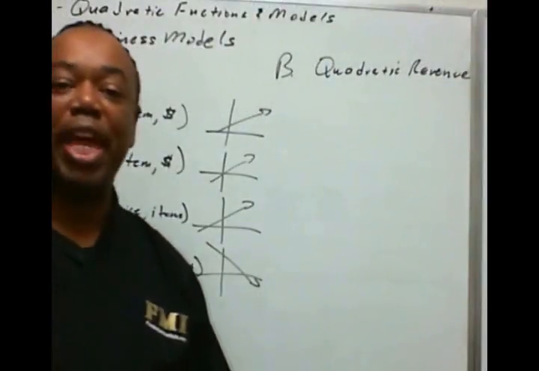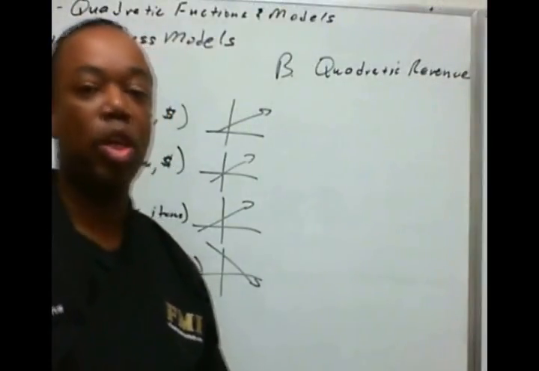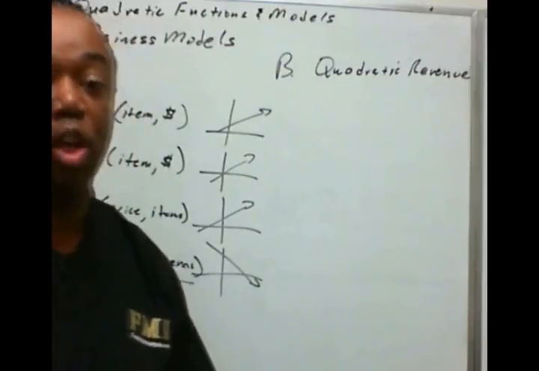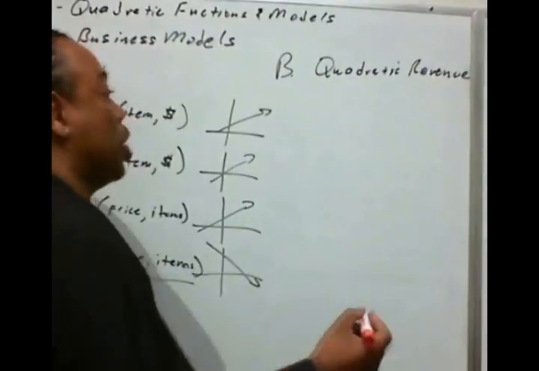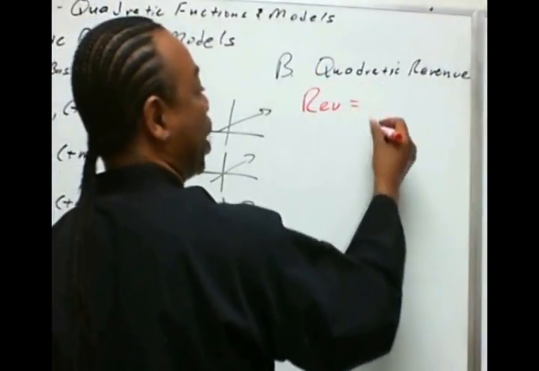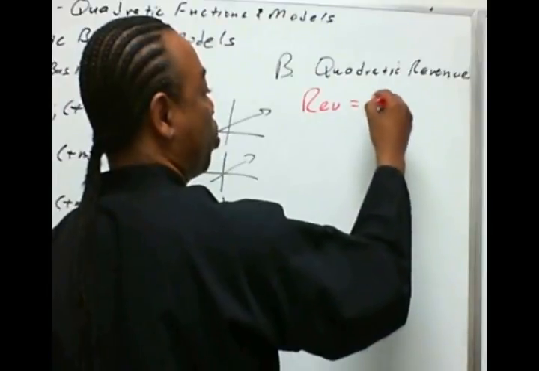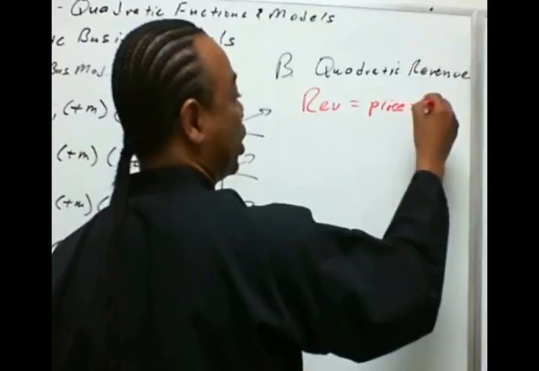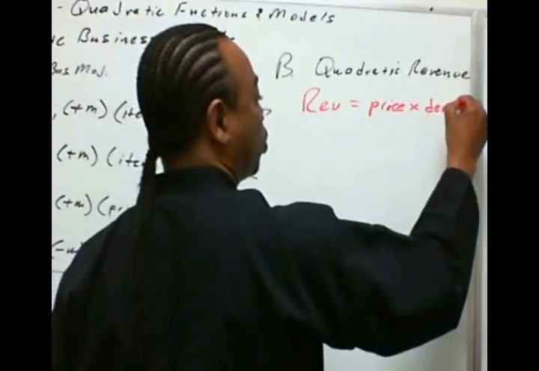Next, how do we get a quadratic revenue? Often in this class, we'll be developing our own revenue functions. The revenue functions will be made using this format. Revenue will be made by taking whatever stands for the price and multiplying it times the demand, whatever stands for the demand.